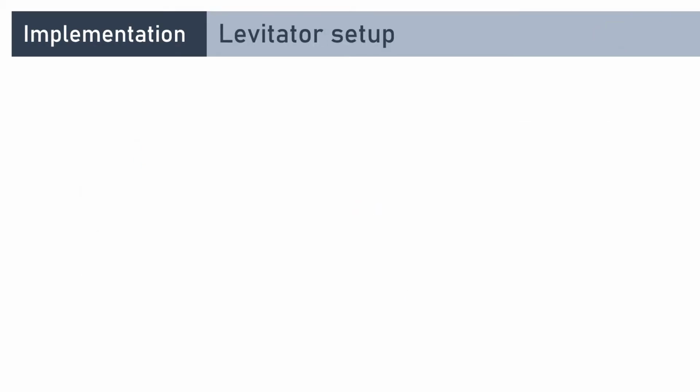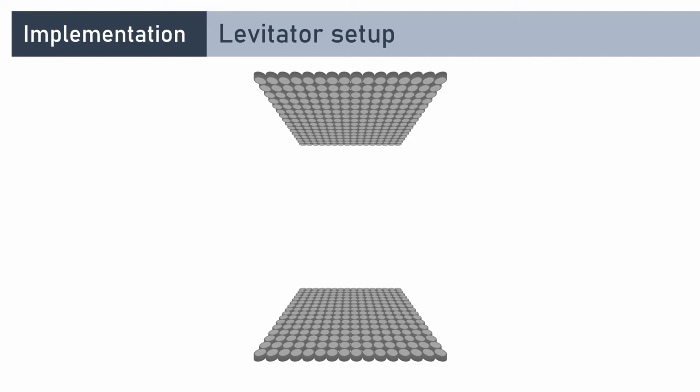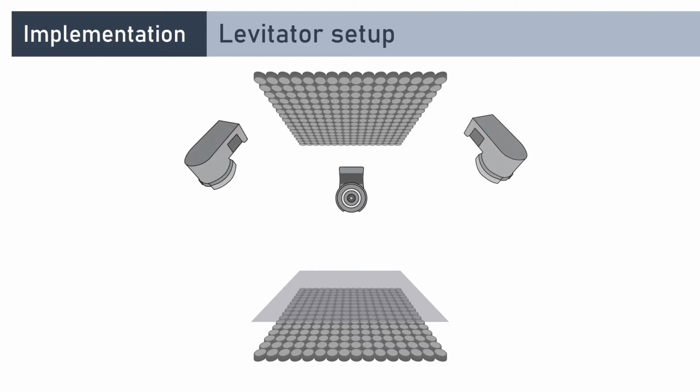The levitator we use in our pipeline implementation is inspired by previous work with 2 transducer arrays. We use acoustically transparent felt above the bottom array to put the levitation primitives onto. For detecting the levitation primitives, we use 3 Optitrack Flex 13 cameras. Now let's talk about the pipeline itself.